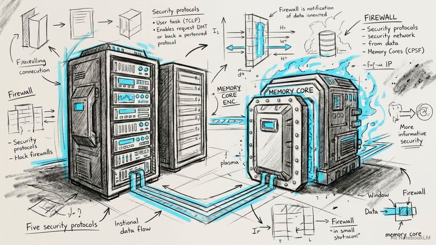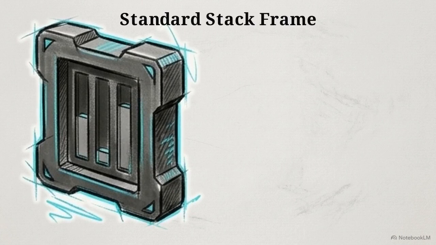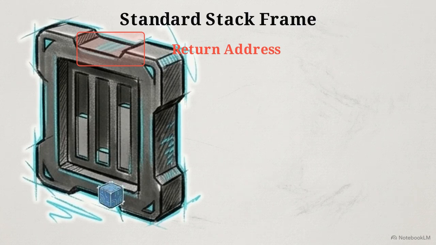Modern software architecture rests on a critical assumption that sensitive memory structures are physically shielded from careless user input. This is a standard stack frame. It's the temporary workspace a program uses to execute a function. At the very top sits the saved return address.